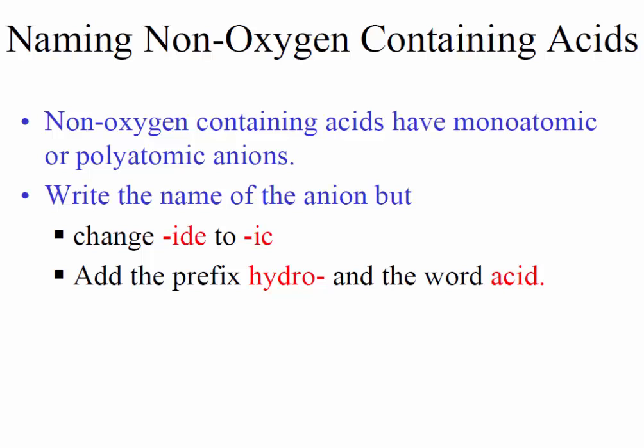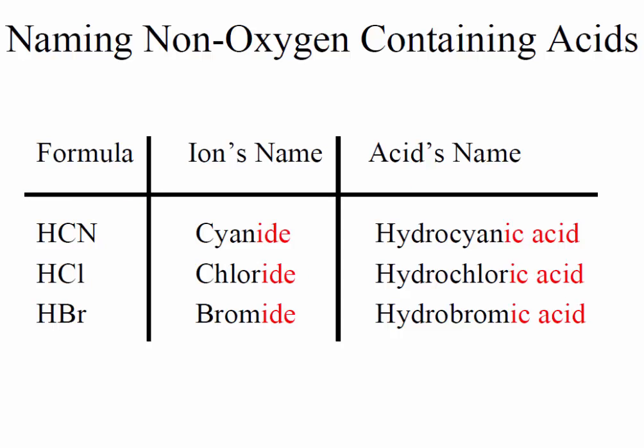Naming non-oxygen containing acids. These could be monatomic or polyatomic. You will notice that these ones will have the anion ending in "ide." So basically this goes for any anions with an "-ide" ending. So we change the "-ide" ending to "-ic" and add the prefix hydro and the word acid. So example, HCN is cyanide, so that becomes hydrocyanic acid. HCl is chloride, that becomes hydrochloric acid. HBr is bromide, becomes hydrobromic acid.